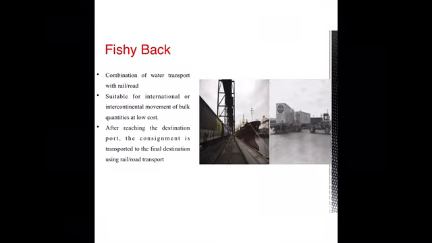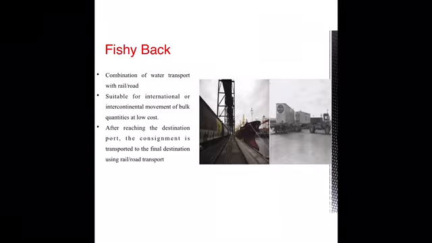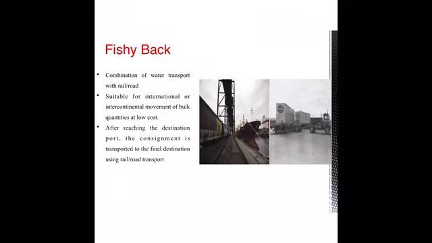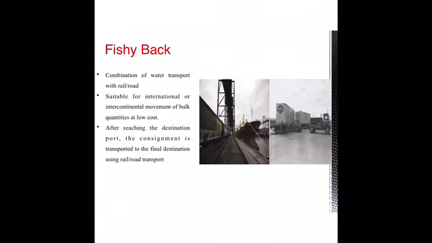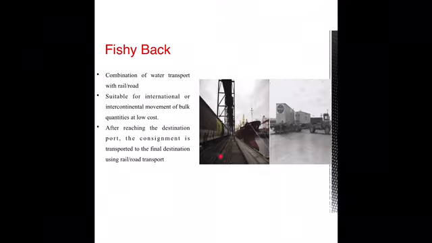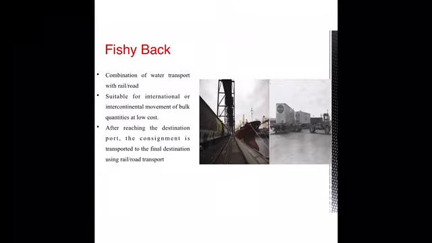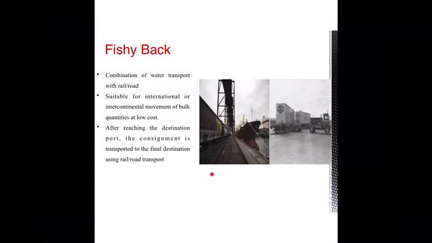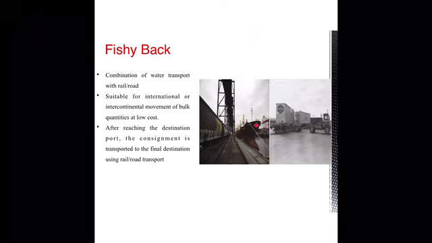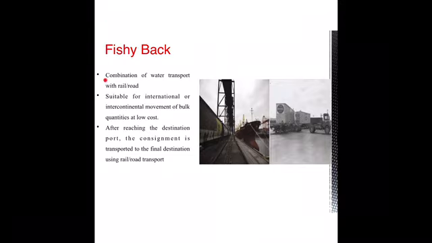The second one is the fishyback system. As I told you earlier, the same thing: you will have a container. It is like TOFC, similar to COFC, where containers are transferred onto the ship. There the containers were transferred on the rails, but here all your containers will be transferred onto ships, because the fishyback system is a combination of water with rail and road.